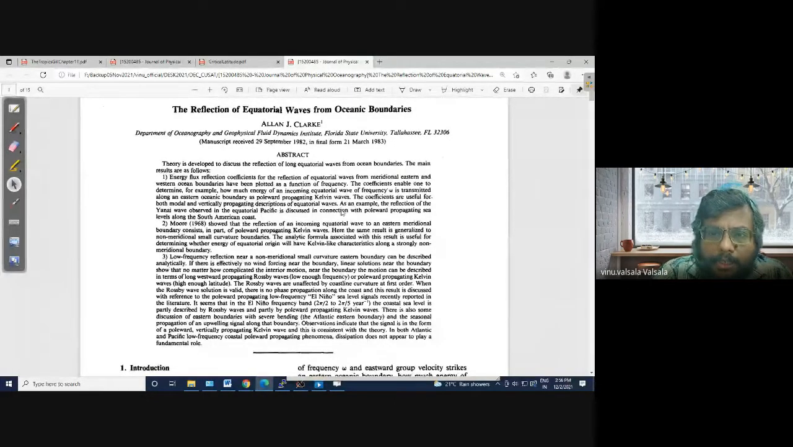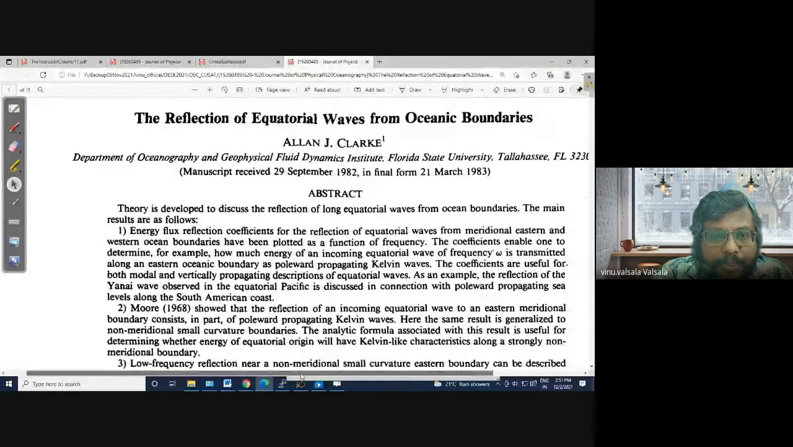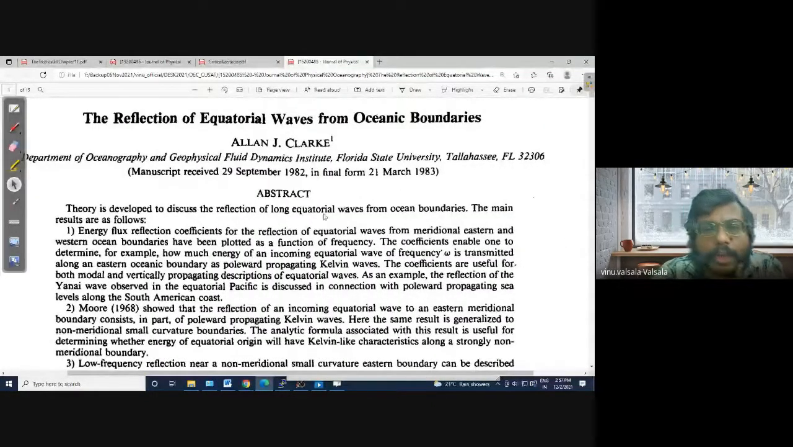So I am going to read a little bit of the abstract here. This paper I can share with you, or you can also download it yourself. The paper says that the theory is developed to discuss the reflection of long equatorial waves from ocean boundaries. The main results are as follows. The energy flux reflection coefficients for the reflection of equatorial waves from the meridional eastern and western ocean boundaries have been plotted as a function of frequency. So now they are discussing the frequency, which is going to determine whether the wave is going to quickly reflect back, or whether the wave is going to continue far away from the equator.